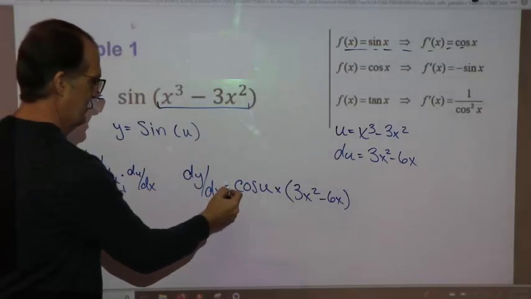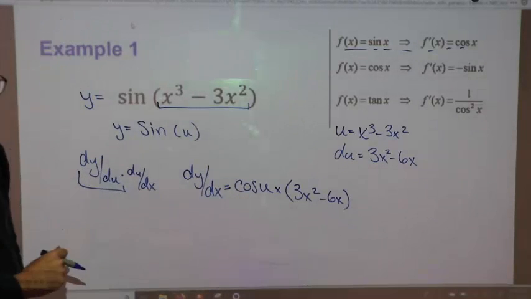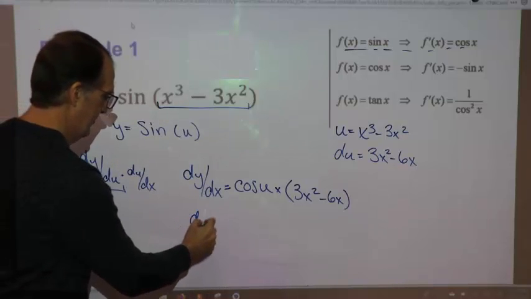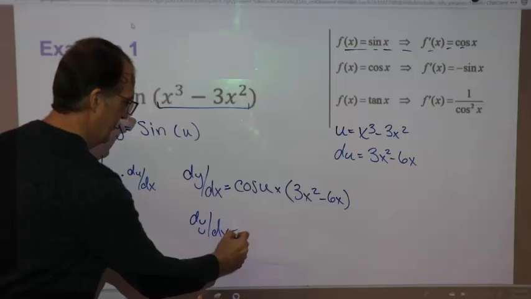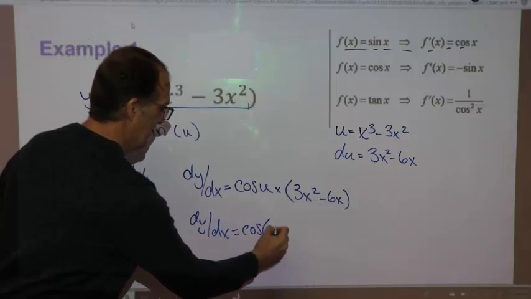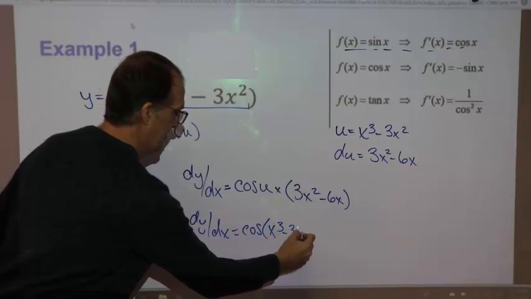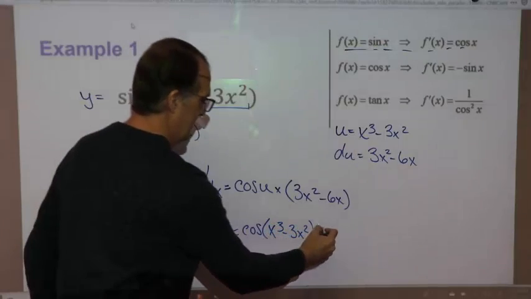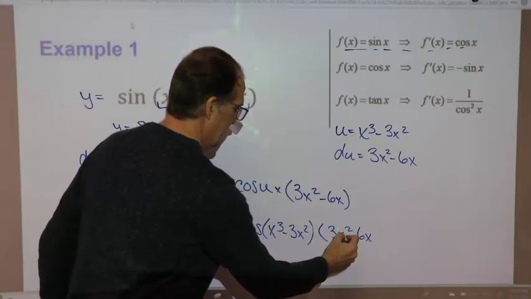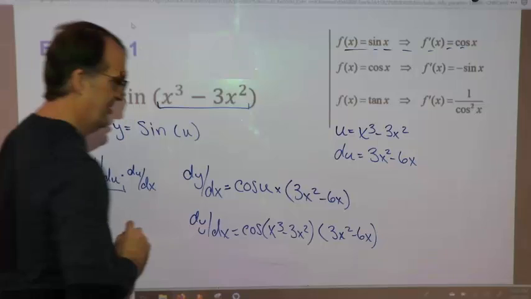And again, now we substitute back for u. So we put this back in: cosine of x cubed minus 3x squared, times 3x squared minus 6x.